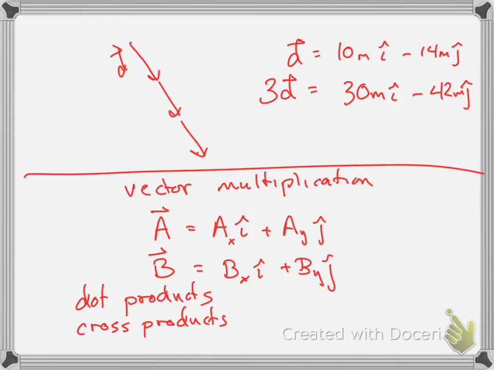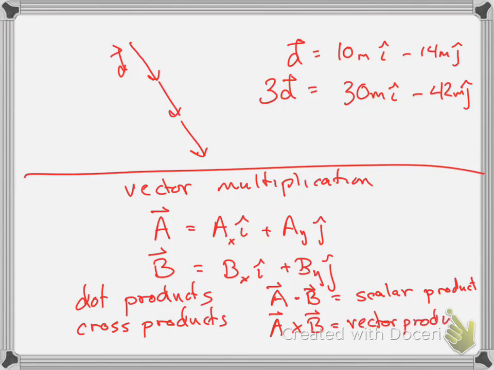When you're multiplying a vector times a vector, there's what's called a dot product, A dot B, and there's a cross product, A cross B. Those give you different results. The dot product is also called the scalar product, because it ends up giving you a scalar as a result, and the cross product is the vector product because it gives you a vector as a result. But anyway, we're not going to do those kinds of multiplications right now. You read about them in the book, and we will learn them when we need them.